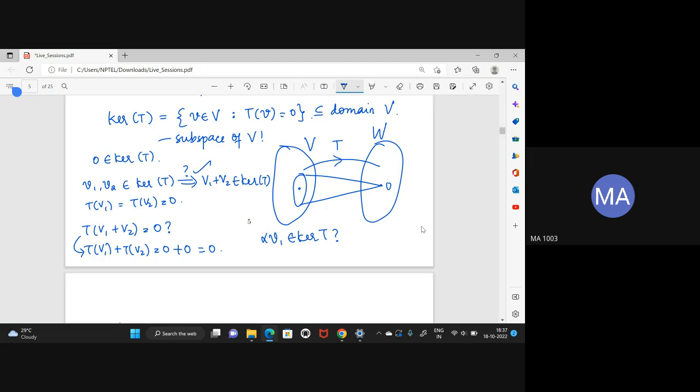Does alpha times V1 belong to the kernel? What is it that you have to check? T of alpha times V1 is equal to 0. Yeah, you want to check this. How will I get this?